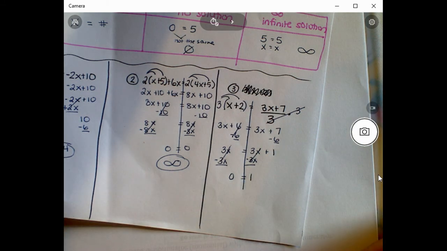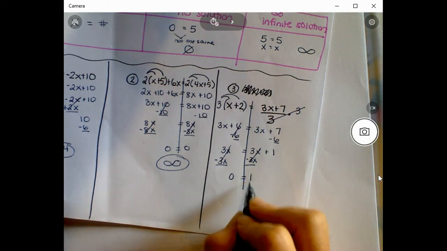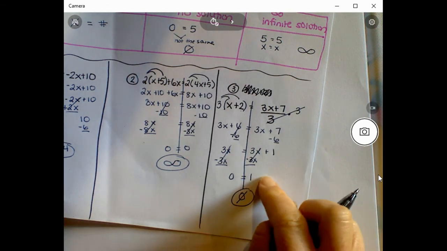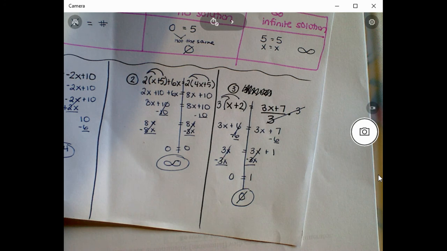Well, that doesn't make sense. When you get an answer like that, the answer is no solution. Nothing works. There's no number that you could substitute in for x that would make this equation true.